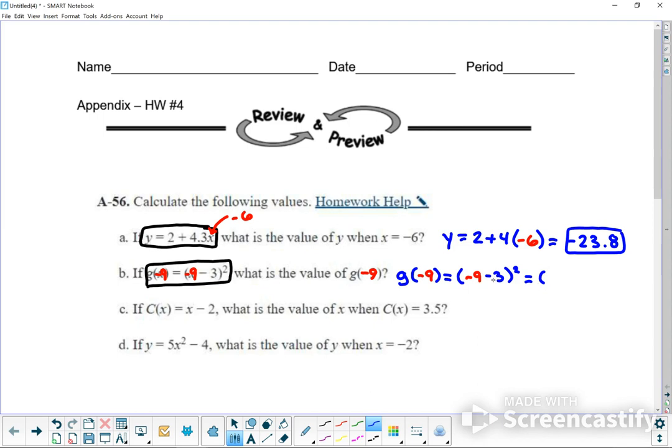That's going to get you 9, 10, 11, 12. So it'd be -12 quantity squared. And you know, -12 times -12 is 144. Okay, yes, it's positive because it's negative times negative.